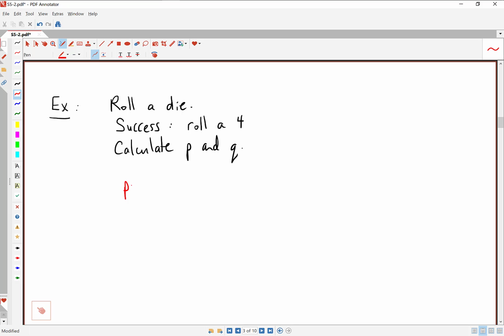So p is the probability of success, so the probability that the roll is a 4. And there's one way out of 6 to roll a 4 on a fair die. Then q is our probability of failure, so that would be the probability that the roll is not a 4. The quick way to calculate q is you just think it's going to be 1 minus p. So in other words, q is going to be 1 minus 1 out of 6. So that's like 6 out of 6 minus 1 out of 6, which is 5 out of 6. And there we've got our probability of success, 1 out of 6, and probability of failure, 5 out of 6.